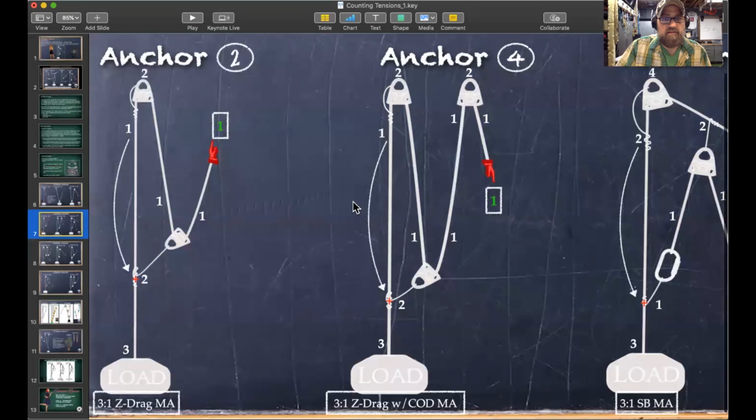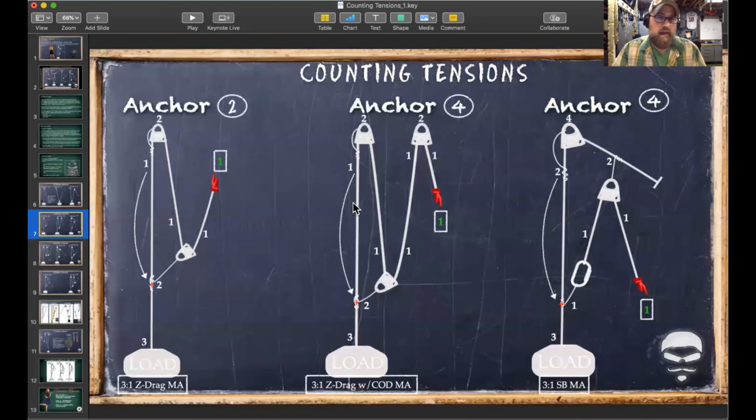So over here, to work us through what happens when we do a change of direction and what that means as far as force goes, all we did was do a 3-to-1 Z drag, but we added a change of direction. So one way or another, if we're doing an elevator shaft, it just makes it easier for us to pull down than to continually pull up. So we added a change of direction in there. And what we wanted to show you on this is that it didn't change the mechanical advantage. It's just a mechanical advantage with a change of direction.